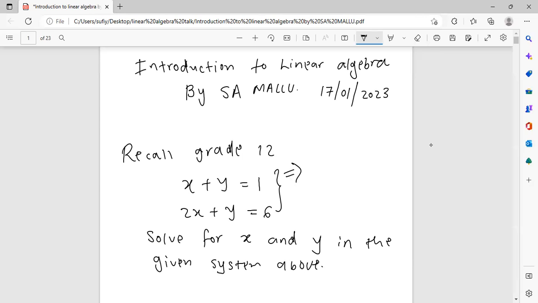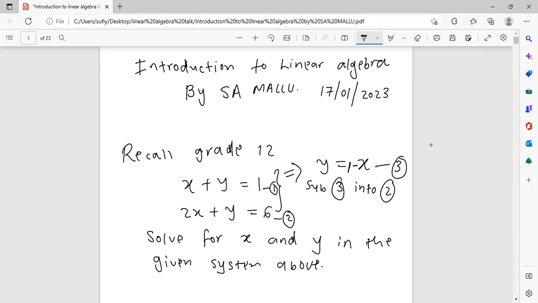What we do, if you recall, is make one equation the subject of the formula. If we name this equation number 1, and this equation number 2, then I make y the subject of the formula in equation number 1. Hence, I get y equals 1 minus x, which I'm going to call equation number 3. Then we substitute equation number 3 into 2 to solve for this system. And this is what we're going to do later in the talk.